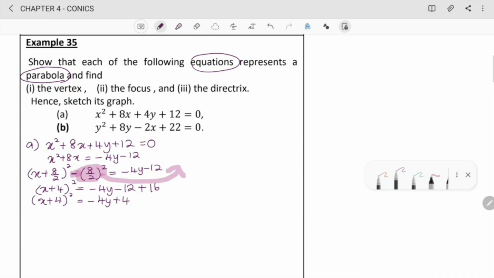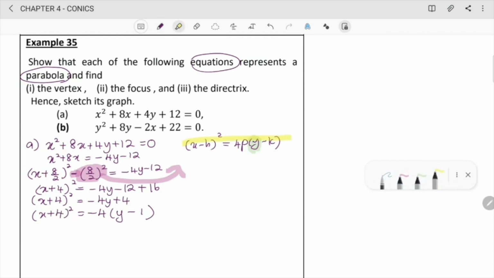As you know, the standard form in general is like this. As you can see here, the y must have a coefficient of one, because in front of the y there is no number; basically it's just a 1 there. But here you have negative 4, so we need to factorize the negative 4. So it will become negative 4, and y becomes y minus 1 after you factorize. You need to factorize so that it looks like the original form. Now you have the standard equation of the parabola.